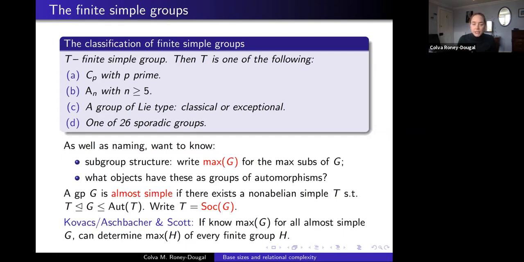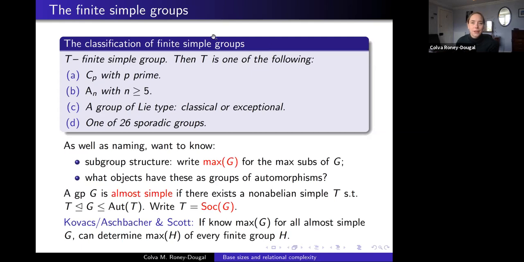Now, I phrased this quite vaguely. You can do this in a computational way. It does involve some problems with cohomology, which is really not my bag, so we're not going to talk very much about that. But in theory, if I knew the full list of all of the maximal subgroups of all of the almost simple groups, I could write down for every finite group H its maximal subgroups. So that's the goal.